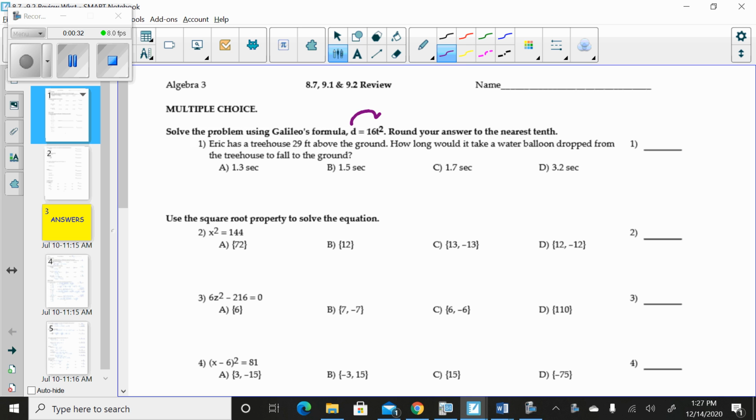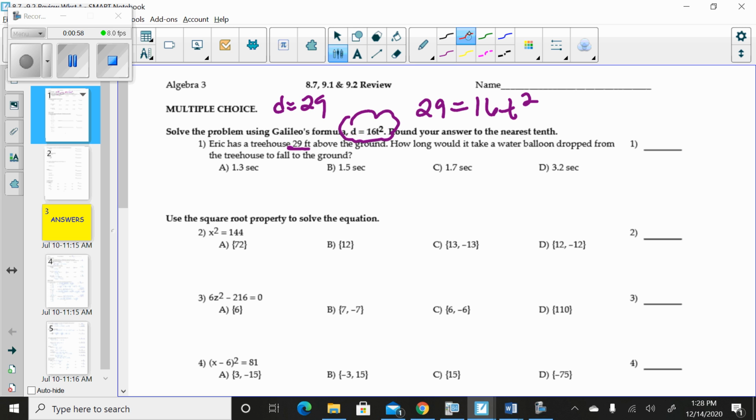First one is that Galileo's formula. We talked about this in some examples. Basically, just a really good example of something that uses a square in it. It says Eric has a tree house 29 feet above the ground, so the distance, the d, is 29. And they said, how long would it take a water balloon dropped from the treehouse to fall to the ground? Not that they'd be dropping a water balloon on anybody, but solving for that t. So being able to substitute in 29 and then solving for t.